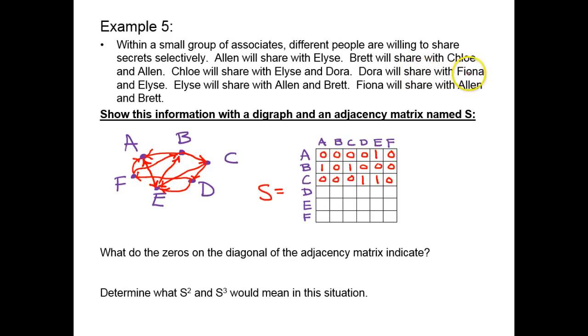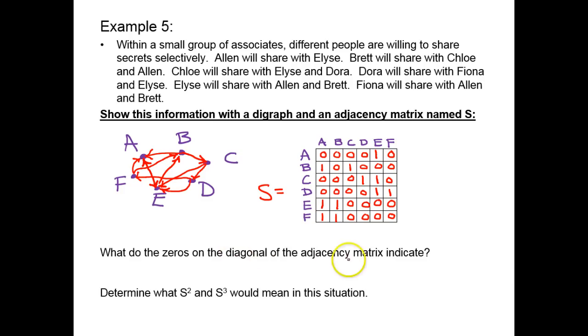Dora will share with Fiona and Elise. Nobody else. Elise will share with Alan and Brett. Nobody else. Fiona will share with Alan and Brett. And nobody else. Okay, so there is our adjacency matrix S.